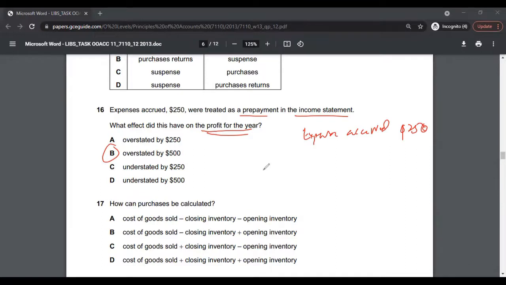option B. Multiple choice 17, how purchases can be calculated. Purchases is basically rearranging the formula for cost of goods sold. If you rearrange this formula, cost of goods sold plus closing inventory minus opening inventory is equal to purchases. Let's find this option. And there it is. The answer to multiple choice 17 is option C, cost of goods sold plus closing inventory minus opening inventory.